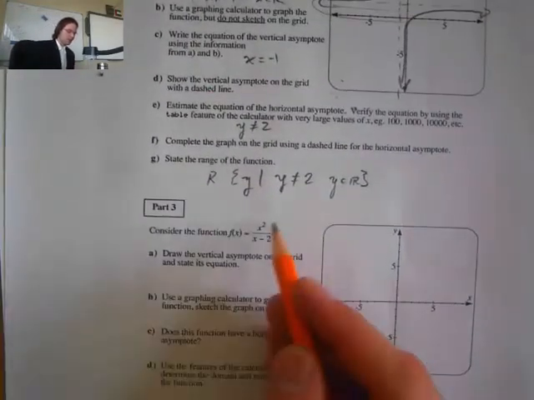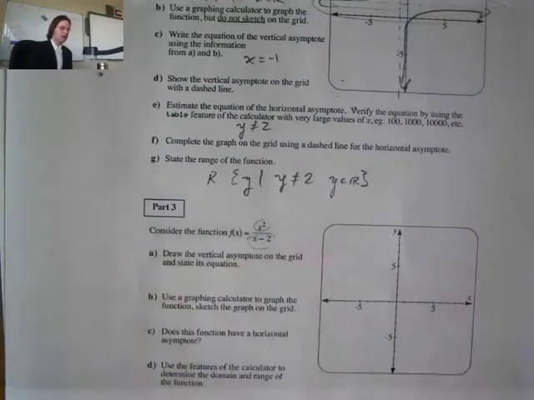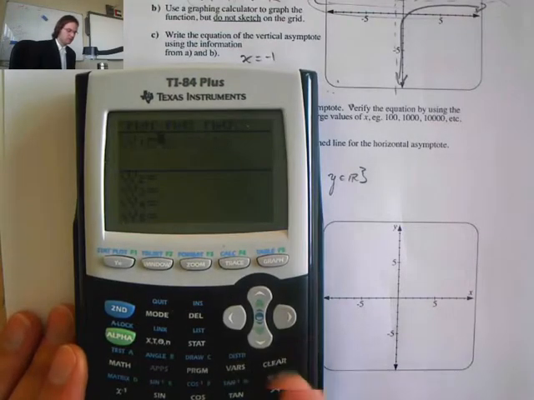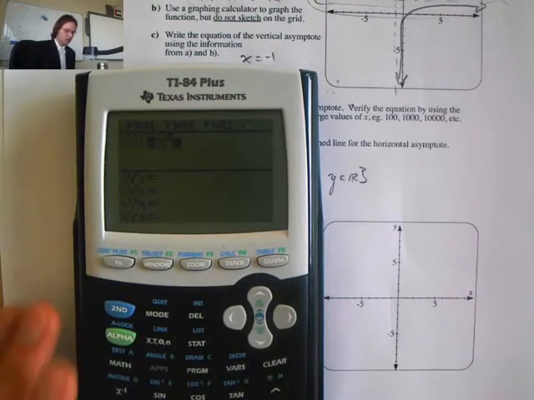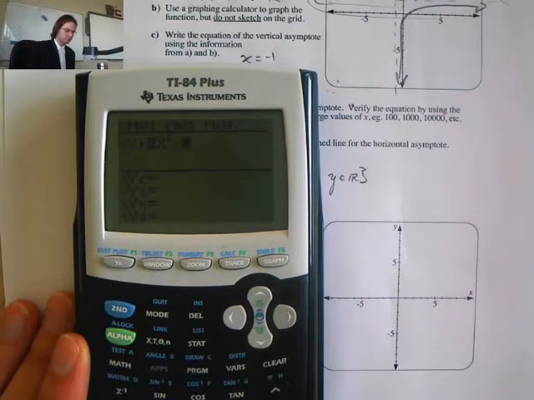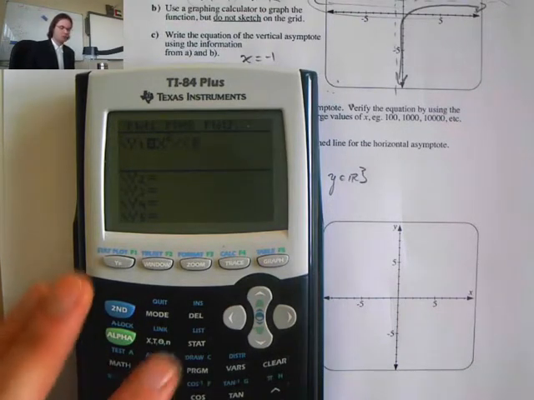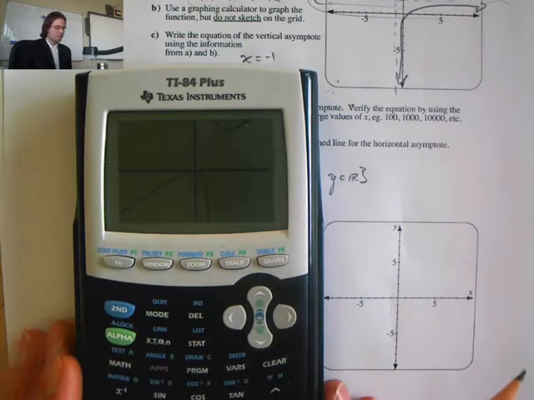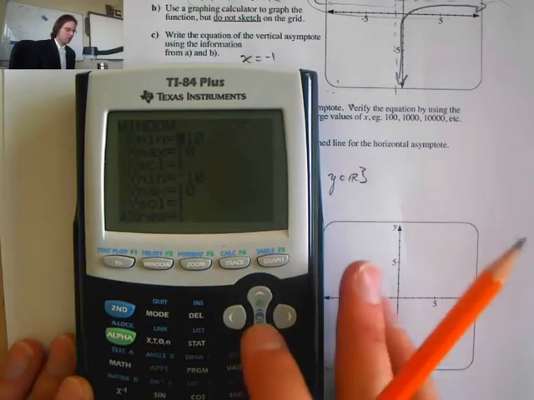Okay? Let's take a look at the next one here. We have x squared all over x minus 2. Let's try it out. So we want x squared all divided by x minus 2. Okay? So my graph looks something like this. I'm going to make it bigger so we can see it more.